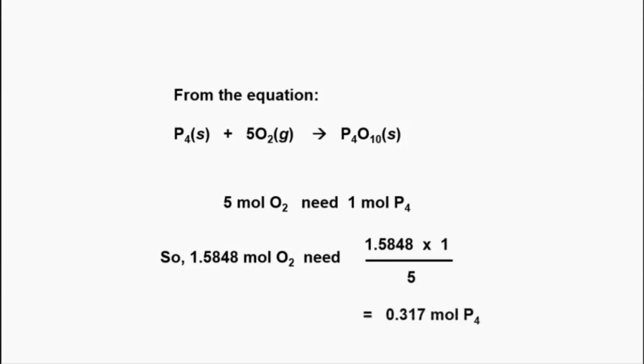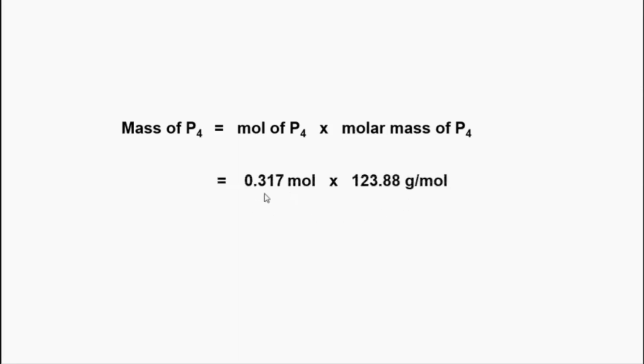So we are going to get 0.317 mole of phosphorus. This is the mole of phosphorus reacted with oxygen gas in this reaction at STP. Since we want to determine the mass of phosphorus, once again, mole times molar mass. So moles of phosphorus times the molar mass of phosphorus, 0.317 mole times 123.88 grams per mole, which is the molar mass of phosphorus. So we are going to get 39.3 grams of phosphorus. Okay, right.